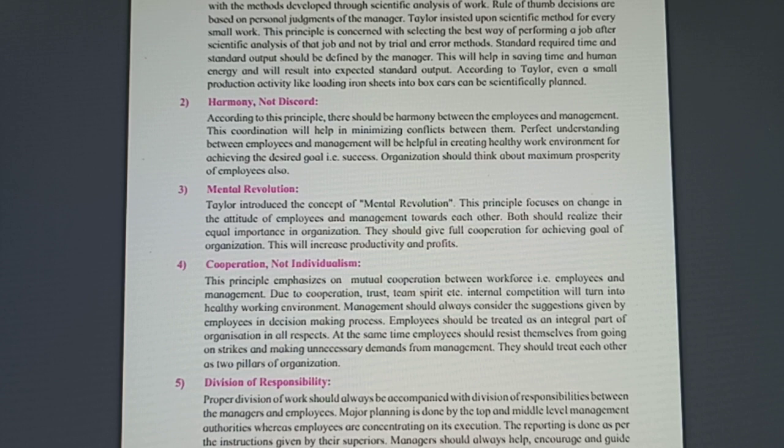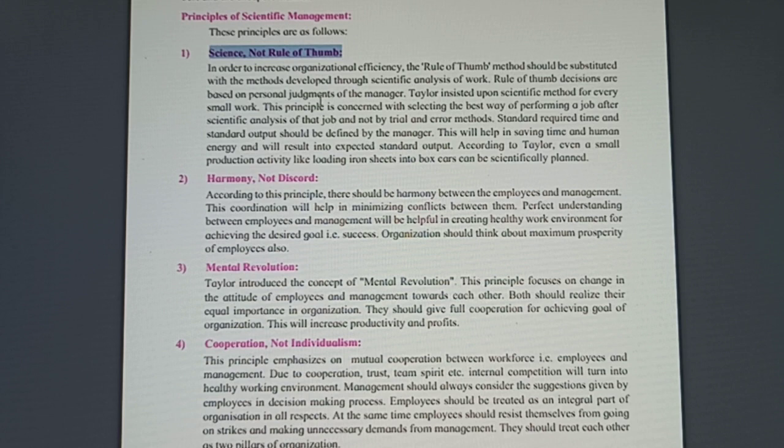Science, not rule of thumb. Here the first point given is science, not rule of thumb. In order to increase organizational efficiency, the rule of thumb method should be substituted with methods developed through scientific analysis of work. Rule of thumb decisions are based on the personal judgment of the manager. So F.W. Taylor insisted upon the scientific method for every small work. What he said is you should observe every small work, and you should use science in your experiments to get desired results.